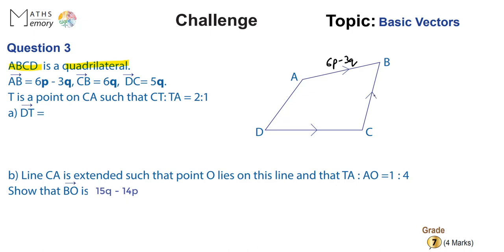CB is 6Q. C to B is 6Q. And D to C is 5Q. So if it doesn't give you any vectors, write them down. Sometimes it doesn't give you that.